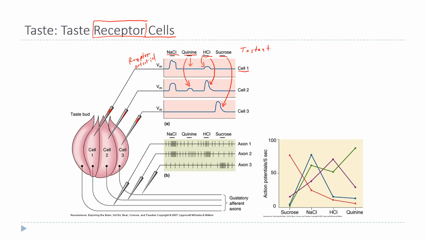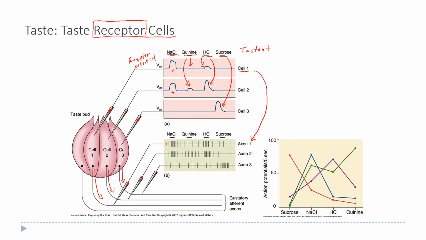And we know that because you can also record from these afferent axons. So these are the axons that synapse with these taste receptor cells, and you can also record from those or from the nerve that they're connected to. And so here are the electrodes in those axons. For example, cell 1 here is synapsed with axon 1, so these two are connected. And so you can see that when cell 1 is depolarized, so here and here, you can record the action potentials from that axon. Each of these horizontal lines is an action potential.